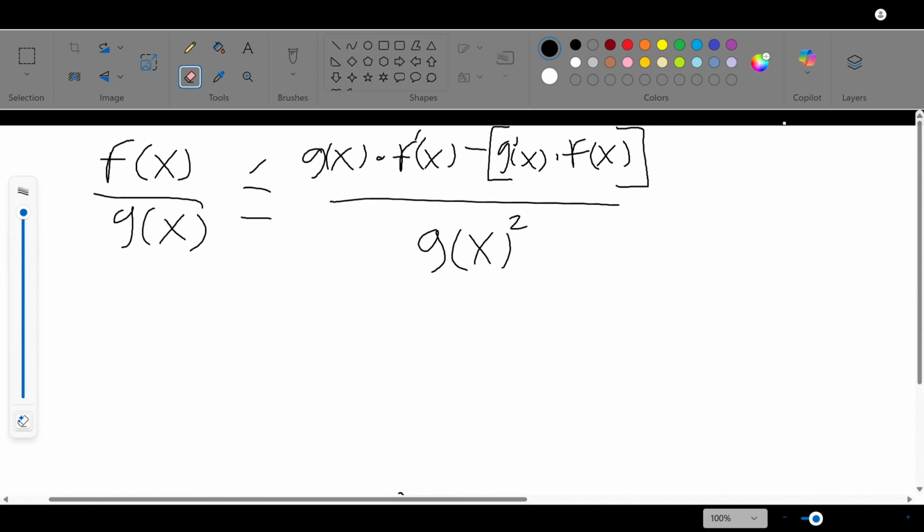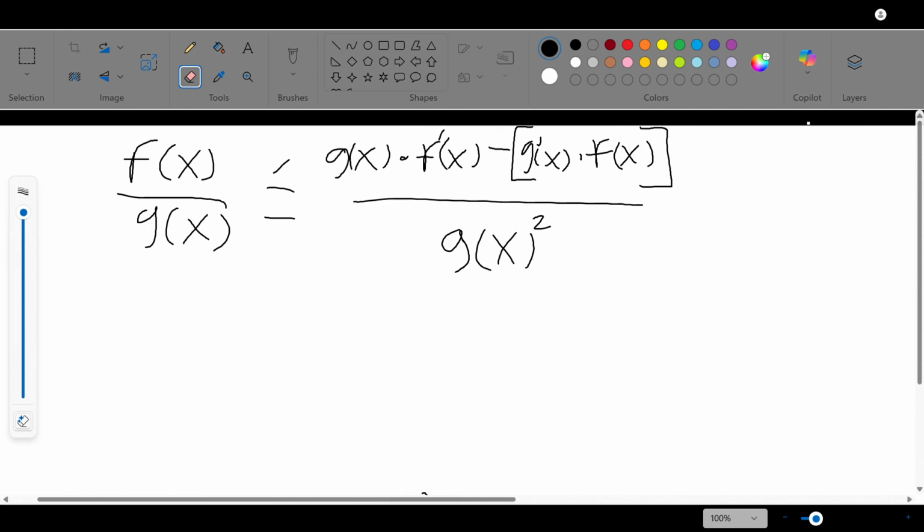Now, this will be used in a lot of tests, like the AP exam or most calculus classes, just like Calc 1 or 2.